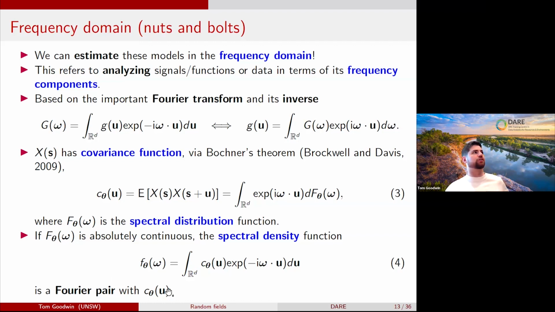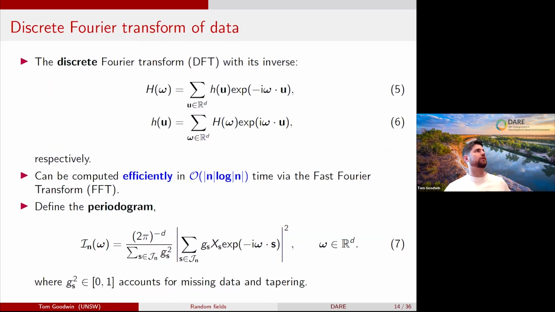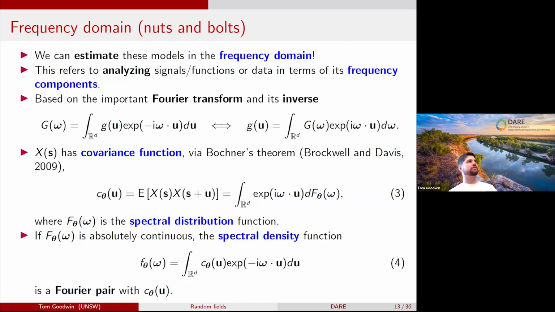It's nice because the parameters we're interested in, those in the covariance function, will show up in the spectral density. So that's the model part. The spectral density is what we use as a model for its second order properties.